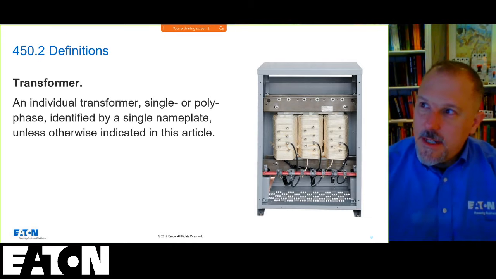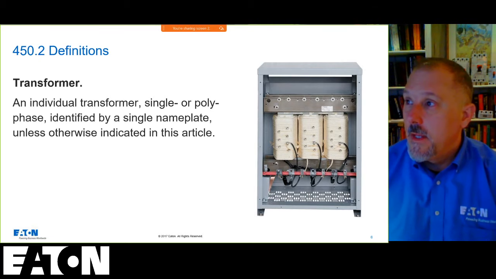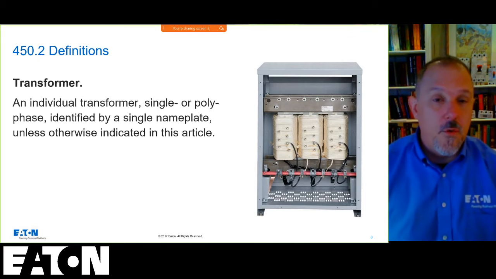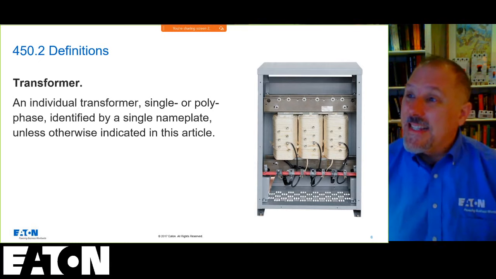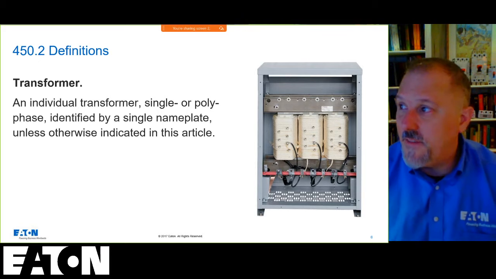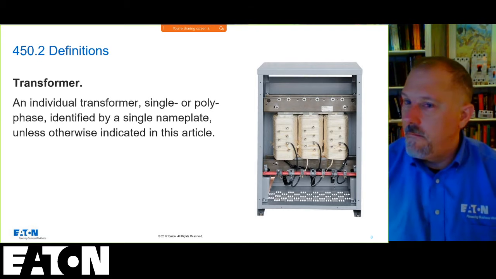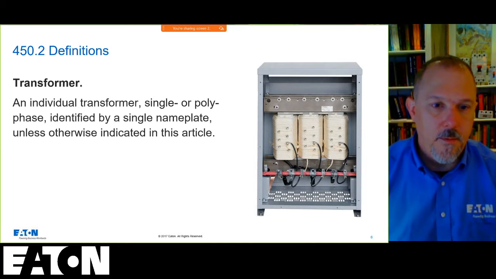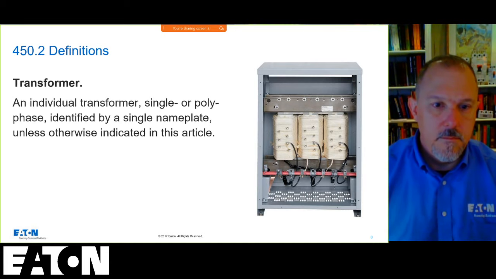If I look in the National Electrical Code for the definition, in 450.2, there's a definition for a transformer, which I think violates the NEC style manual because it uses the word transformer in the definition. I might propose something for this, but anyway, it says an individual transformer, single or polyphase, identified by a single nameplate unless otherwise indicated in this article.